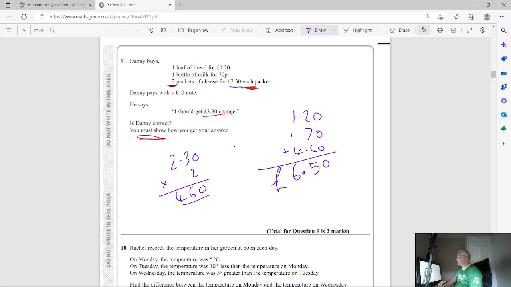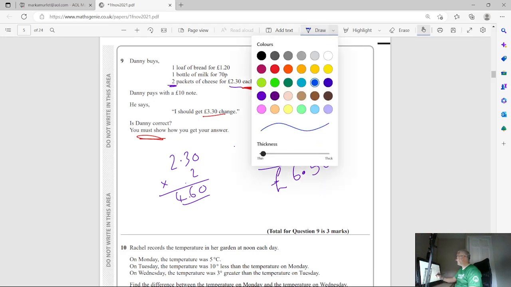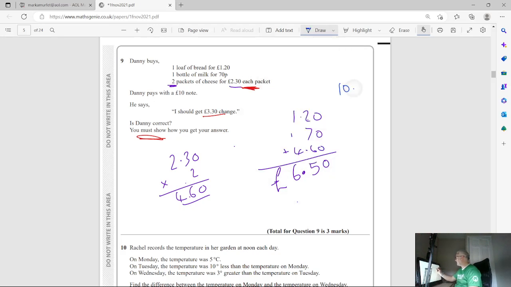going to cost me. If I pay with a £10 note, I've now got to do the subtraction, £10 take away £6.50. So 0 from 0 is 0. I can't take the 5 from there, so I'm going to have to borrow 1 from that to give me £9. And then 5 from 10 is going to give me 5. 6 from 9 gives me 3. So I should have £3.50 change.